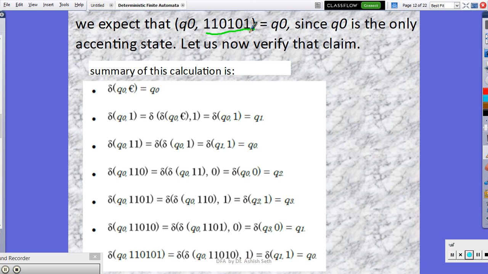If we see it, we can say 1, 2, 3, 4 ones and 2 zeros. We have 4 ones and 2 zeros, so it should be accepted. But how can we prove it? We can do it step by step. In the transition function we have the starting state. When there is no input, we are only on Q0. Now see, when we read 1, we are actually using this.